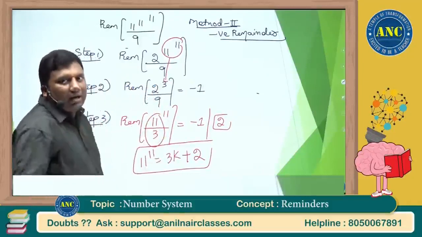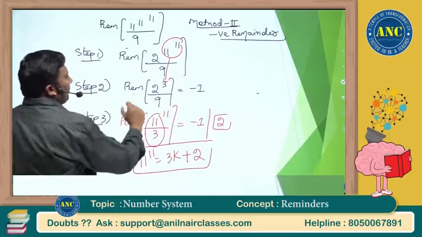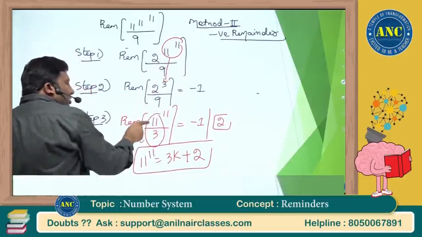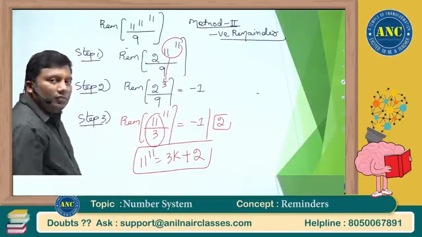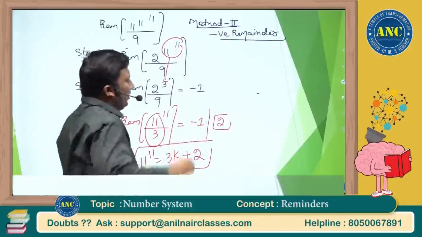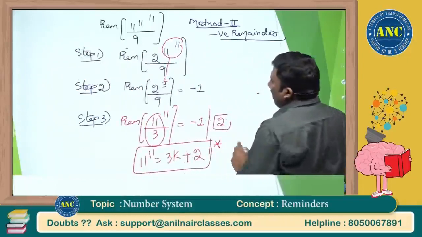8 divided by 9. 9 ones are 9. Negative remainder is minus 1. 11 power 11 divided by 3. 3 fours are 12, minus 1. Minus 1 power odd is minus 1. Positive remainder it is 2. So 11 power 11 is nothing but 3k plus 2.